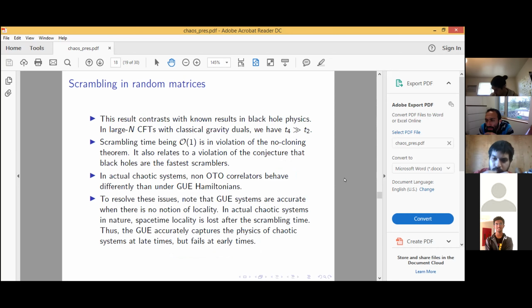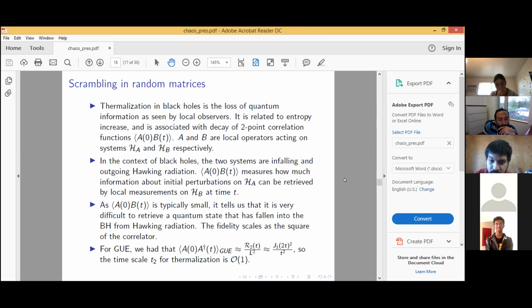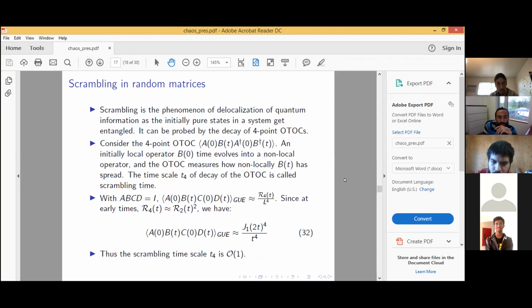Now, can you go back to the last slide? This one? Yeah. So you define the time scale for thermalization from the 2-point function, and then you define the scrambling time from the 4-point function. And you said that in the random matrix model, they're the same order. Yeah. So yeah, in this specific random matrix ensemble, the GUE.